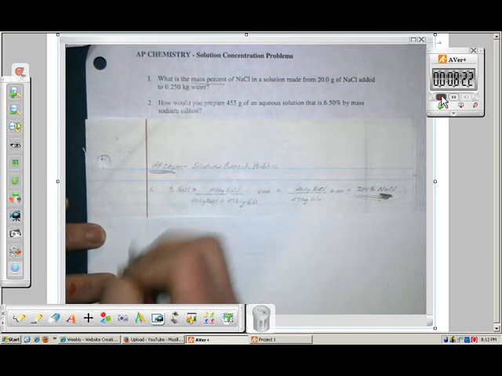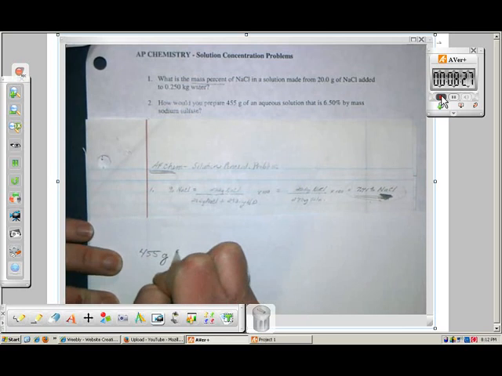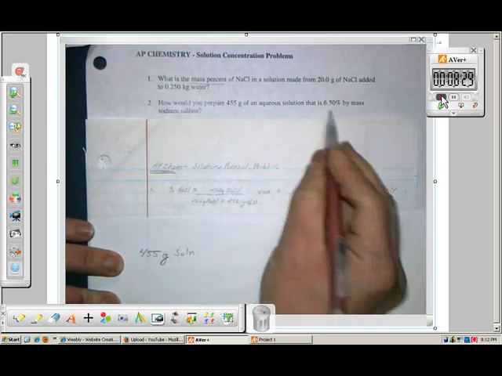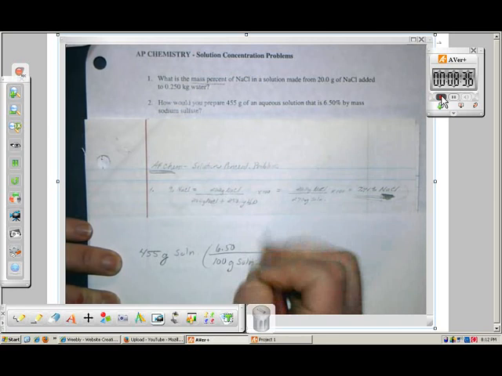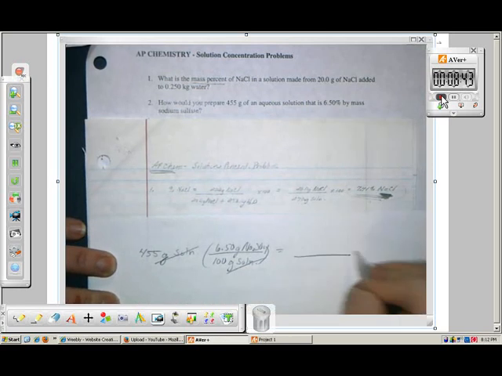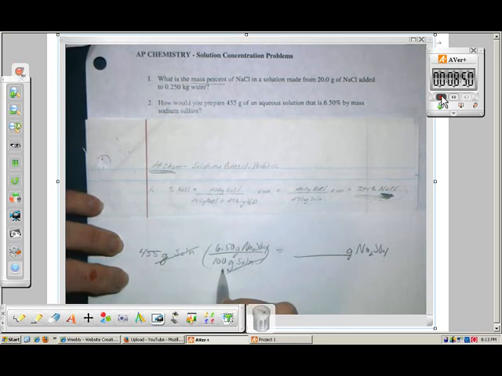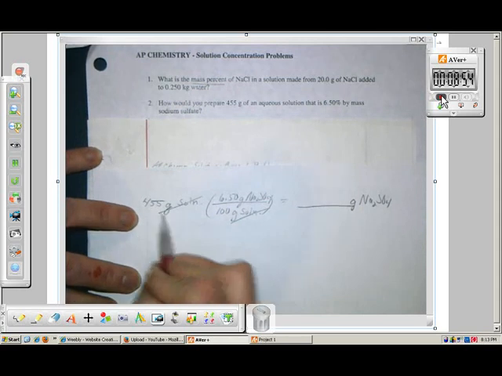So we're asked for 455 grams of solution, and every 100 grams of solution gives us 6.50 grams of sodium sulfate. This then will give me my answer of how much sodium sulfate, and if I take this and subtract it from 455, then I get the mass of the water.